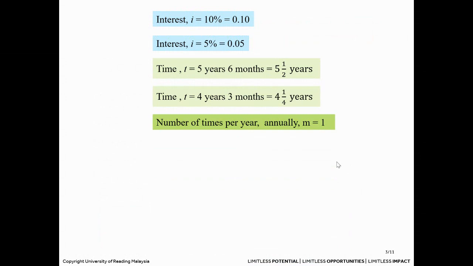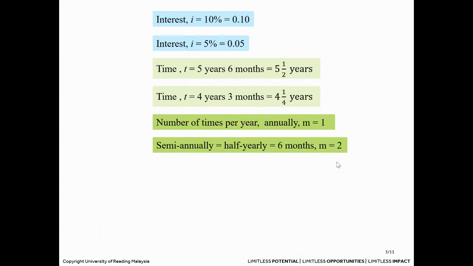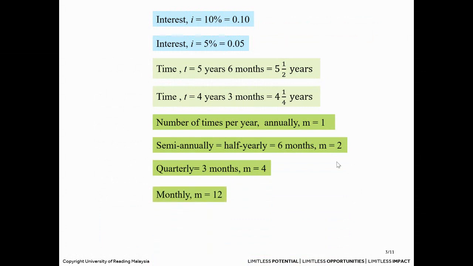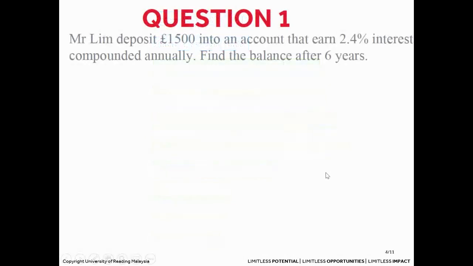Number of times per year. Annually, M is equal to 1. Semi-annually, half yearly, 6 months, M is equal to 2. Quarterly, 3 months, M is 4. Monthly, M is 12. Weekly, M is 52. Daily, M is 365. Now we shall look at some examples.